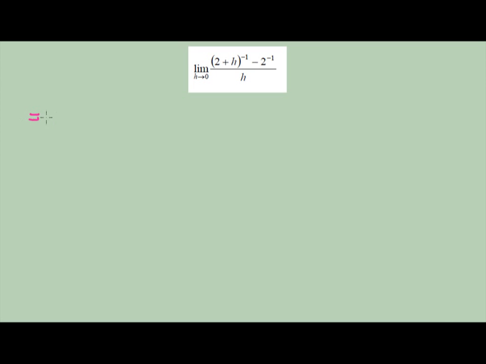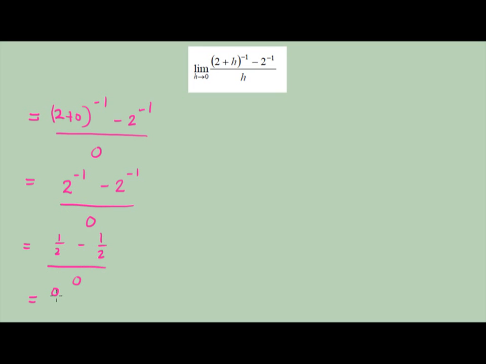the value will become 2 plus 0 to the negative 1 minus 2 to the negative 1 over 0, and this is equal to 2 to the negative 1 minus 2 to the negative 1 over 0. We know that 2 to the negative 1 is 1 half minus 1 half over 0, and this will result to 0 over 0. Again, whenever we get a 0 over 0, it means we need to simplify the function before we can get the limit of the function.